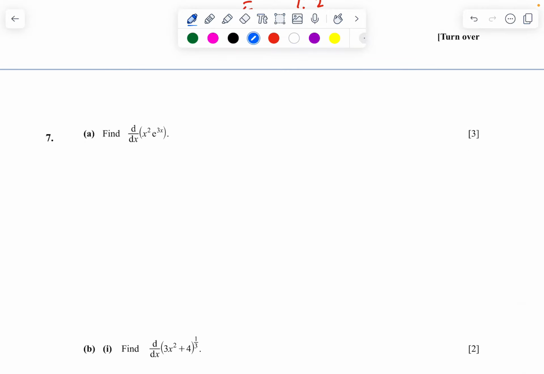Question number 7. Find the derivative of this. So this is a product rule, x square times e power 3x derivative. E power 3x derivative is 3 e power 3x. Then plus next time e power 3x as it is, x square derivative. X square derivative is 2x. So that's going to be the answer.